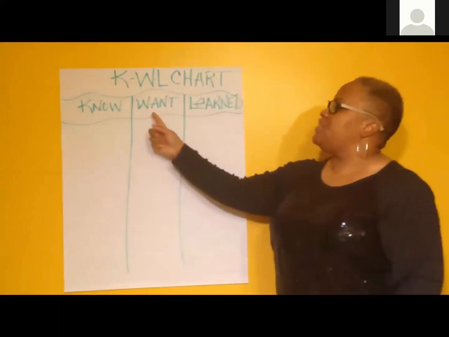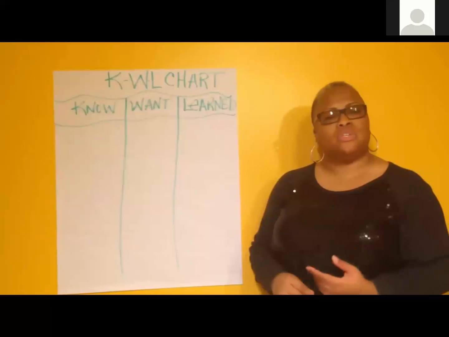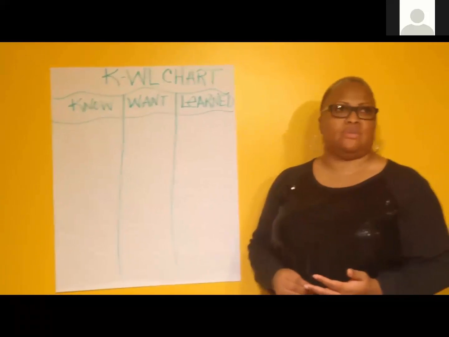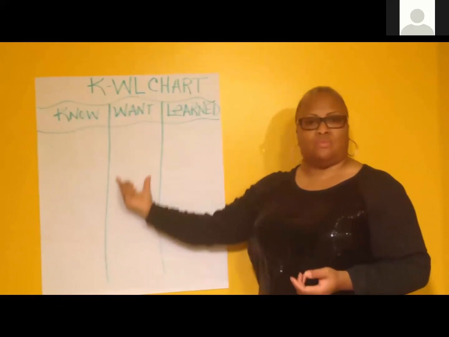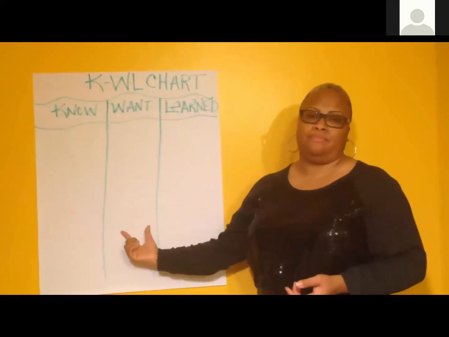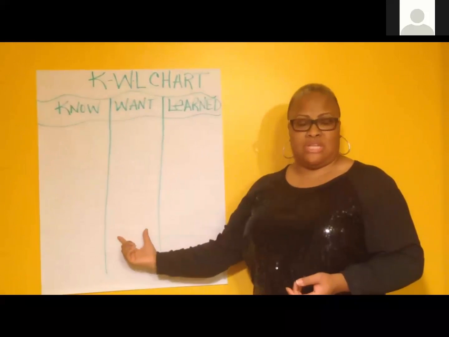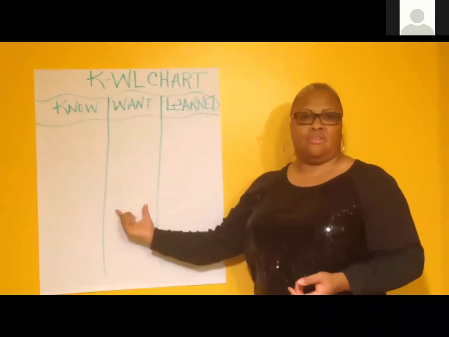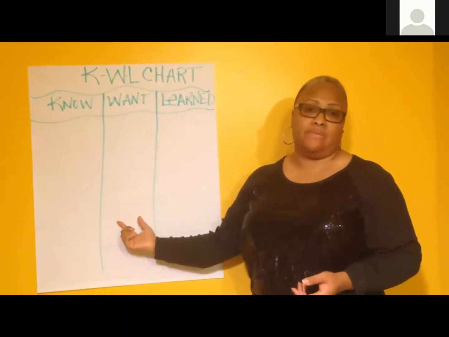Then you have the W, which represents the want. What do the students want to know based on the topic that was given to them? Students will look at what they already know and formulate questions right here in the second column. They might also identify those problem vocabulary words that they may have and place it here. Maybe asking a question like, what does that actual vocabulary word mean?